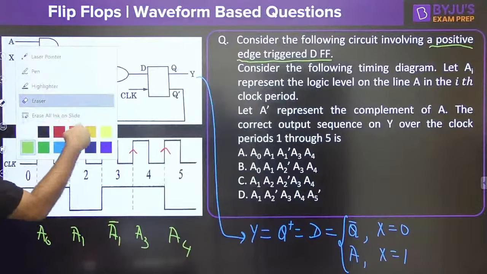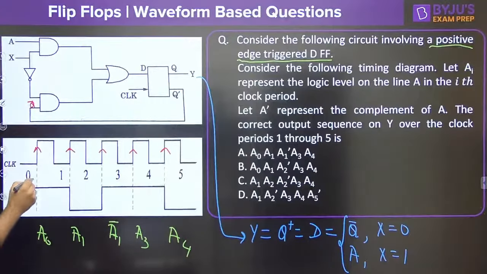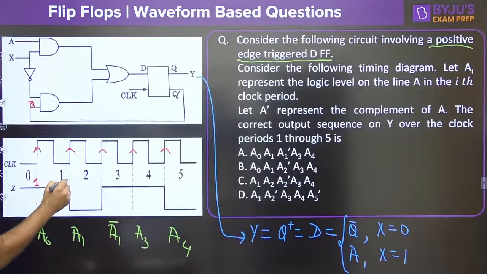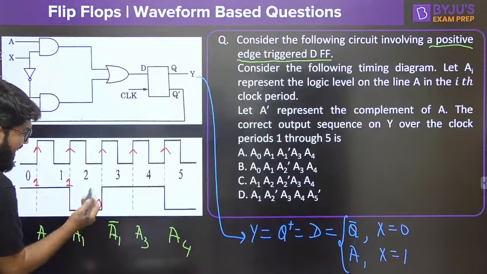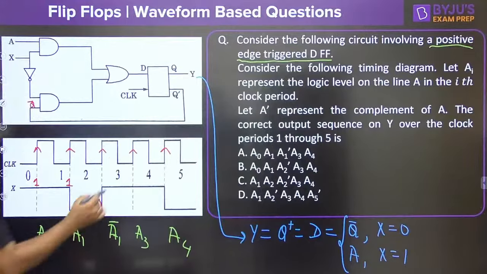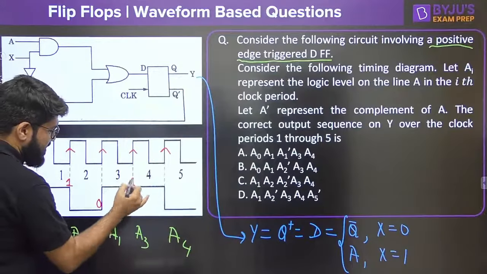Just to eliminate all of your confusions: at the first positive edge, what is the value of X? 1. At the second positive edge, the value of X is 1. At the third positive edge, the value of X taken just before the positive edge is 0. At the next positive edge, the value of X is clearly 1.